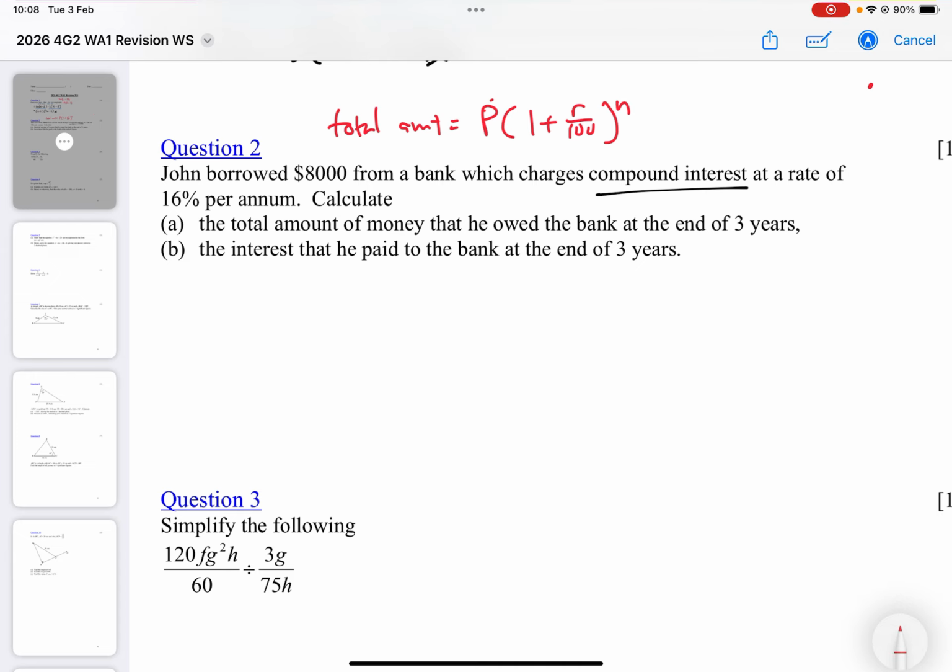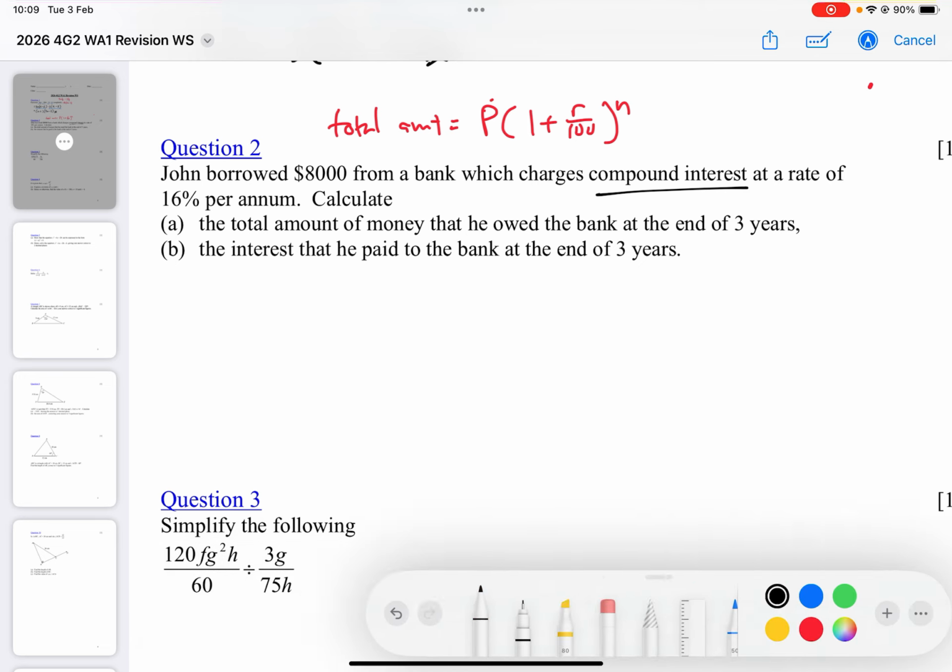Some banks or some loan sharks may charge you compound interest every month. So even though the rate may not look very high, it will be compounded a lot of times, so it will actually be a very high rate. Okay, so the challenge here is to fit your numbers. What are they? Which number is what thing?